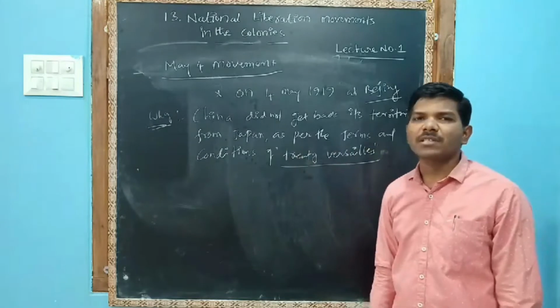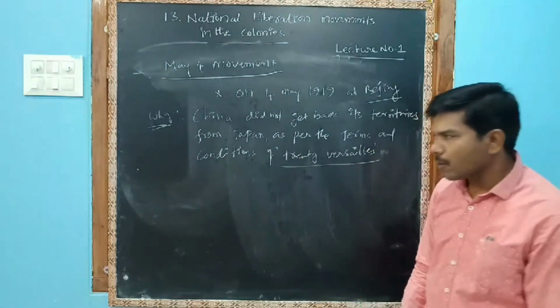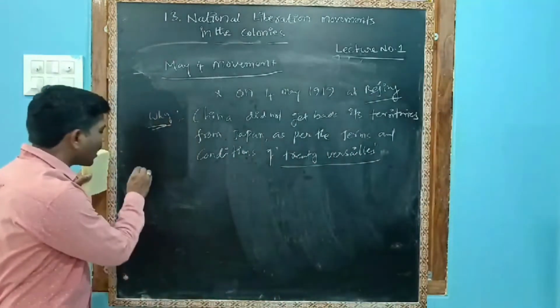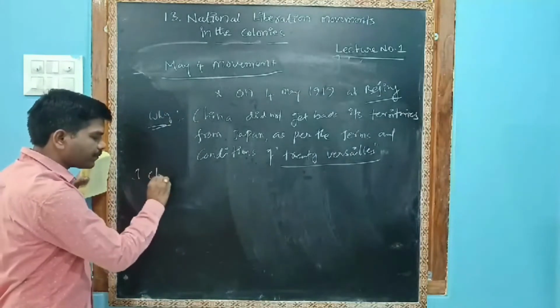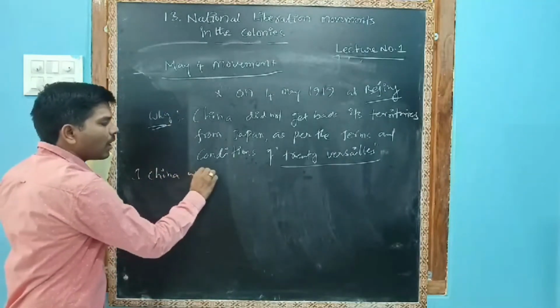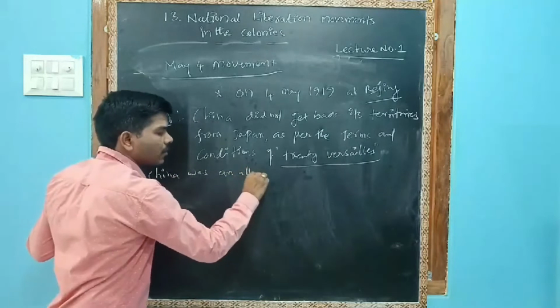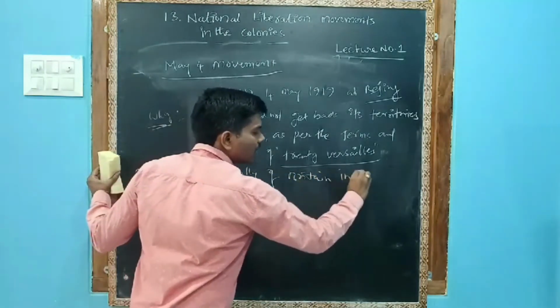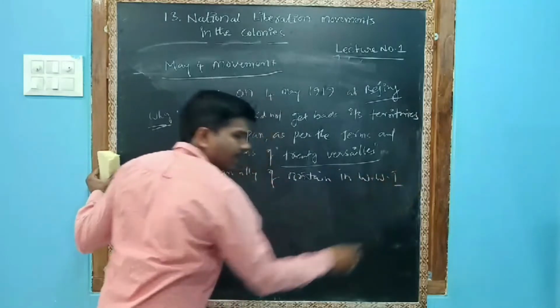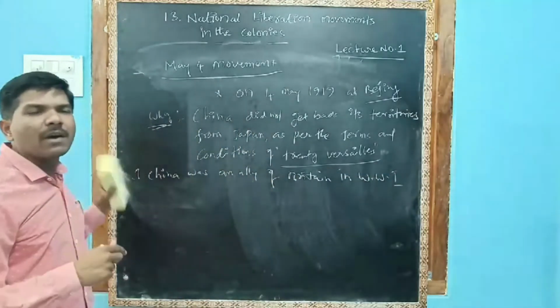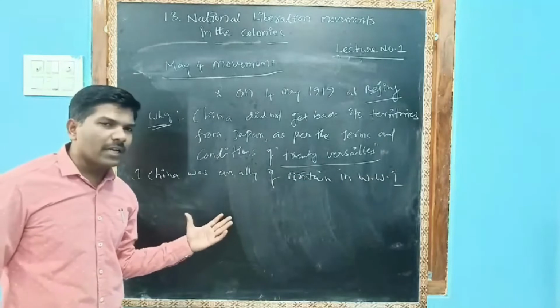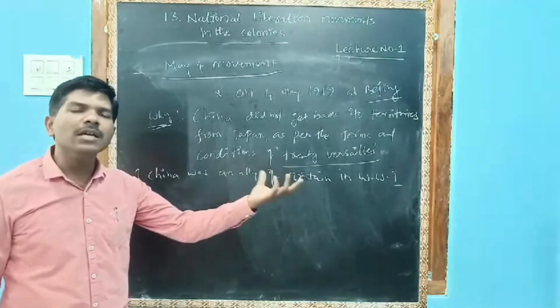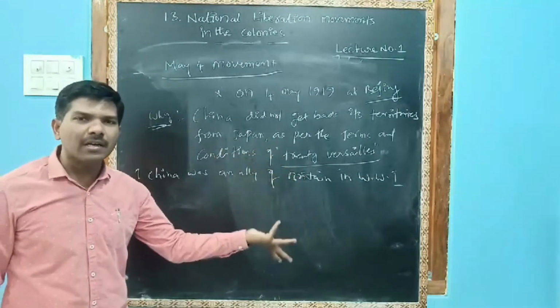Sir, why did the Treaty of Versailles come here again? Because China was an ally. I am adding a point: China was an ally of Britain in World War I. China gave its support to Britain. So when Britain won, it means China also won.